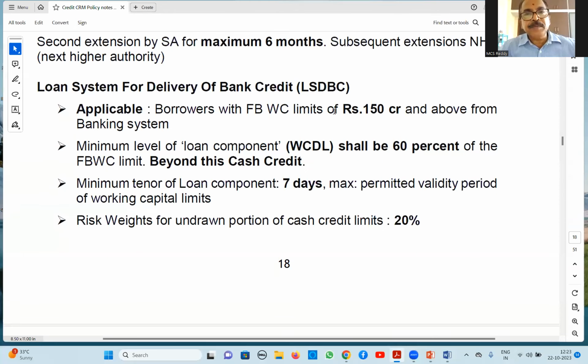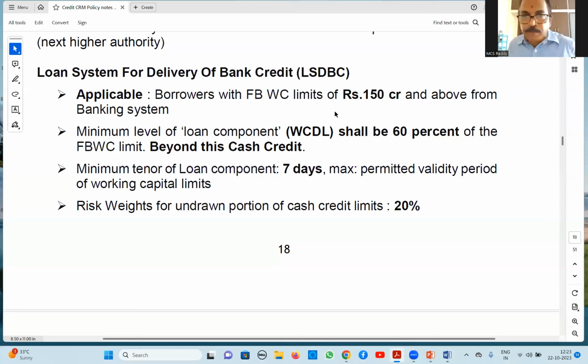Next, LSDBC, in the old days a very important question. Now also they are frequently asking. Loan System for Delivery of Bank Credit, LSDBC we call. Why this LSDBC has come, I will tell you for understanding.